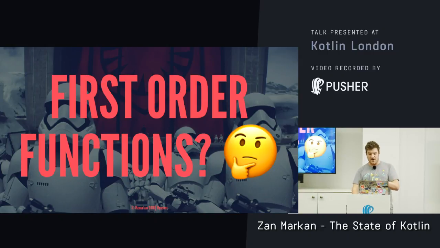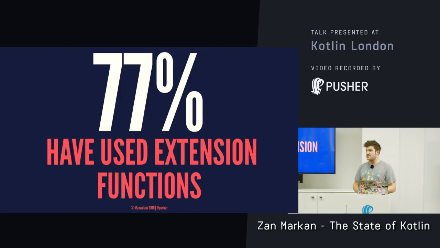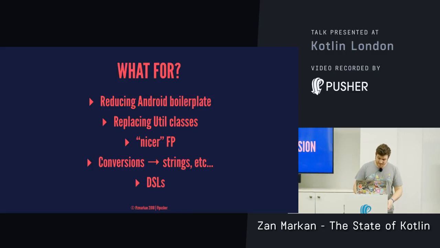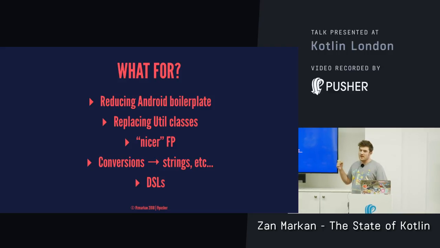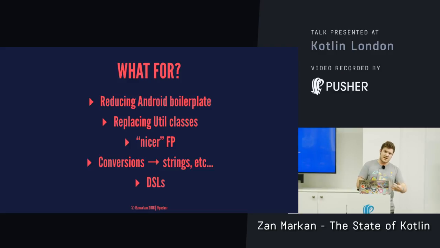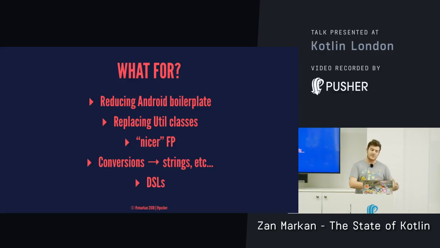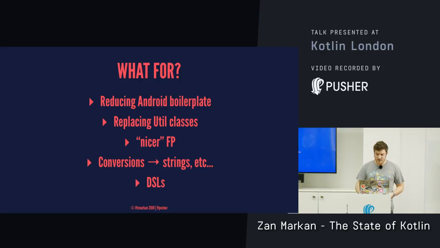So yeah, if we look at the breakdown of different features of Kotlin, 77% said that they've used extension functions. Extensions are, you can easily add what would otherwise have to be static utility classes, static utility methods in Java, to existing classes. They're used to reduce Android boilerplate. They're used to replace utility classes, as I just mentioned. A lot of people mention conversions, so strings, objects, things they get from APIs, they can just convert them, and DSLs.